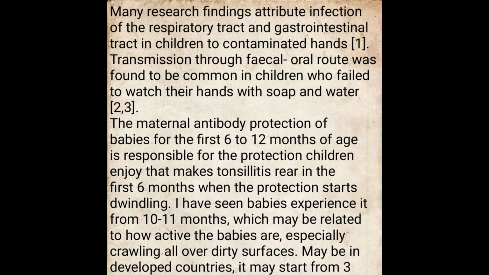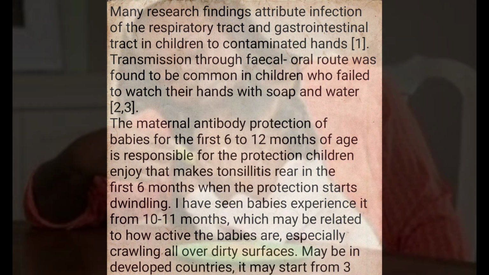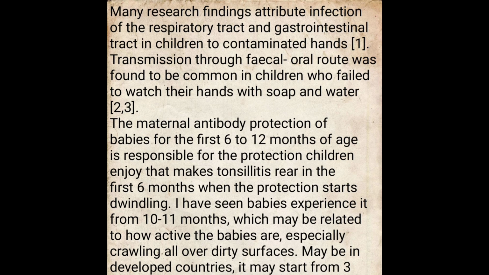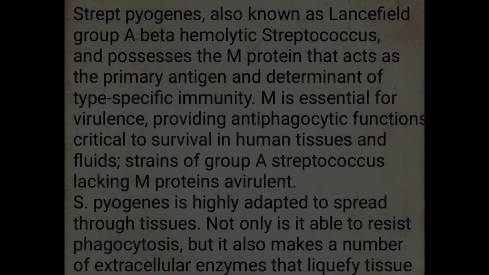The maternal antibody protection of babies for the first 6 to 12 months of age is responsible for the protection children enjoy that makes tonsillitis rare in the first 6 months. When the protection starts dwindling, that's after 6 months, the baby is almost perfectly protected before then, and that's why the recommendation for breastfeeding is very apt. I have seen babies experience it from 10 to 11 months, which may be related to how active the babies are, especially crawling all over dirty surfaces. Maybe in developed countries it may start from 3, but in areas where the environment, sanitation and hygiene are not helped, that is the experience.